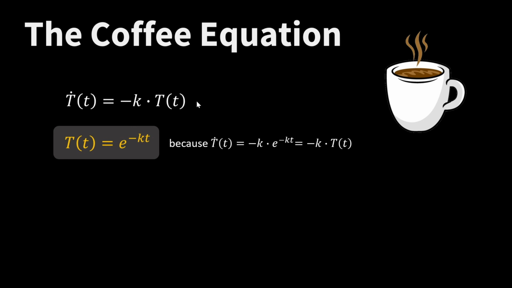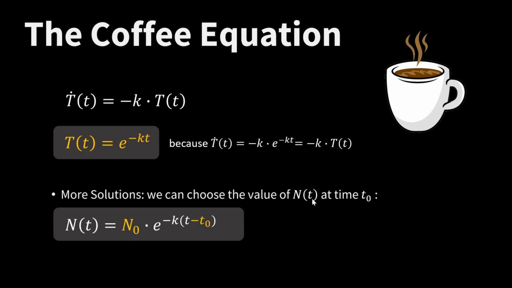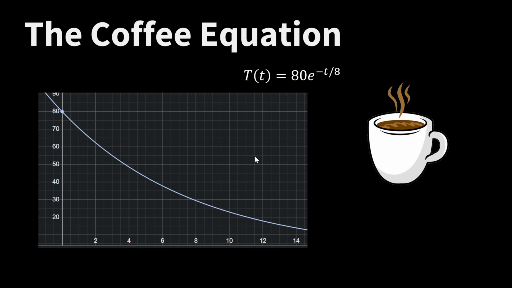We can again write down the solution. This time the solution is e to the power of minus kt. Why is that? Let's plug it into the equation. The derivative of T is minus k times e to the power of minus kt, which is minus k times T. Again, we can choose the value of T at time t0. This is the generalized function. Here I plotted a concrete example. I chose T at time t0 to be 80, as before. Now k is 1/8. This is the plot of this function. It looks as we guessed before.